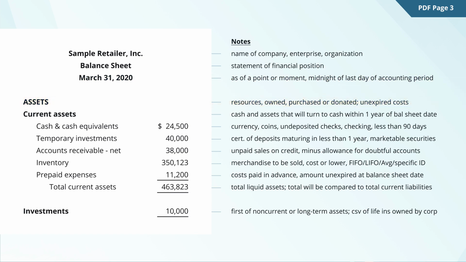For example, the first line at the top in small print on the right says name of company or the enterprise or the organization. So we're referring to the heading Sample Retailer Inc. We always show the name of the organization as the first line on a financial statement, no matter what the statement is. The second line tells us it's the balance sheet. And then the small notes to the right say that that's also known as the statement of financial position.